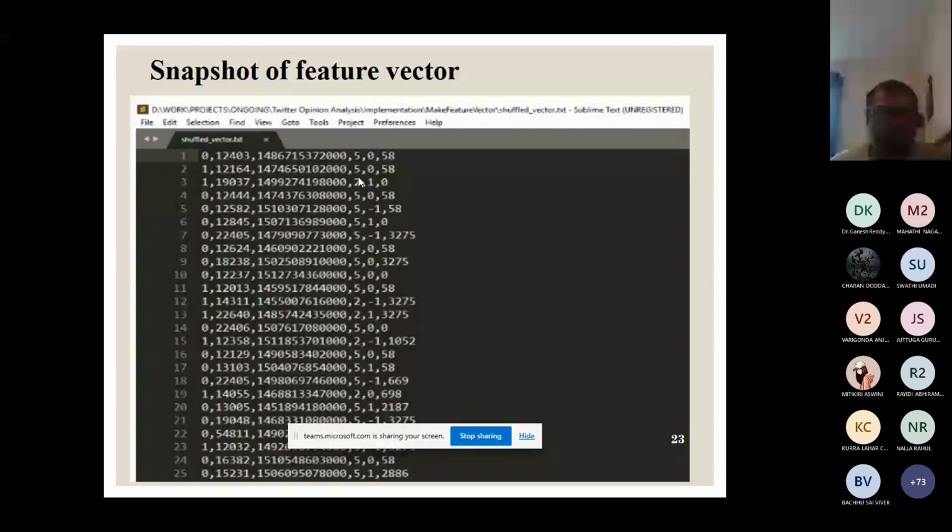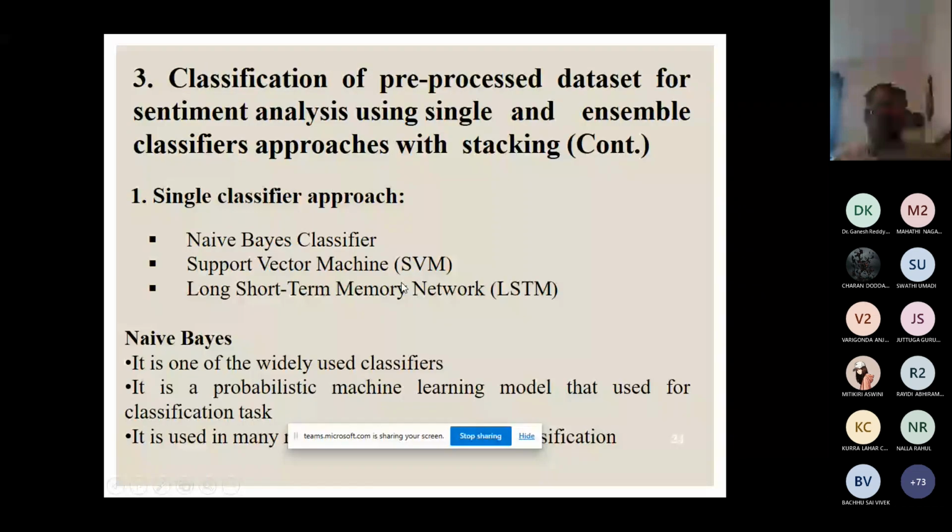0 means the opinion is neutral. 1 means the opinion is positive. -1 means the opinion is negative. So these are the things, and these are the people tagging, like 53, 58. 58 is always tagging, and 3 to 75 is tagging. These are the tagging persons. This is the third part of my work.